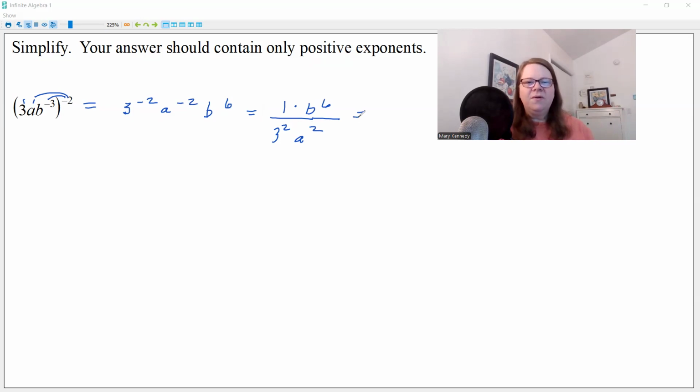Now you may have already said, well, 3 squared, I'm going to just go ahead and write that as a 9, right? And b to the 6th, there's no other b terms. And a squared, there's no other a terms. So that is the final answer. Yeah, that's the simplified version of this.